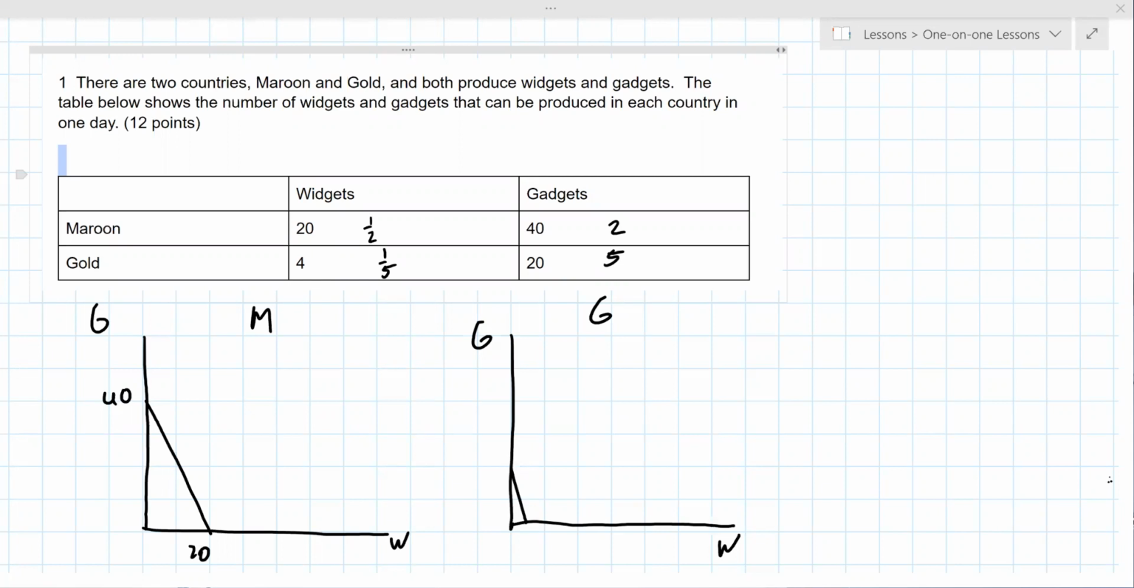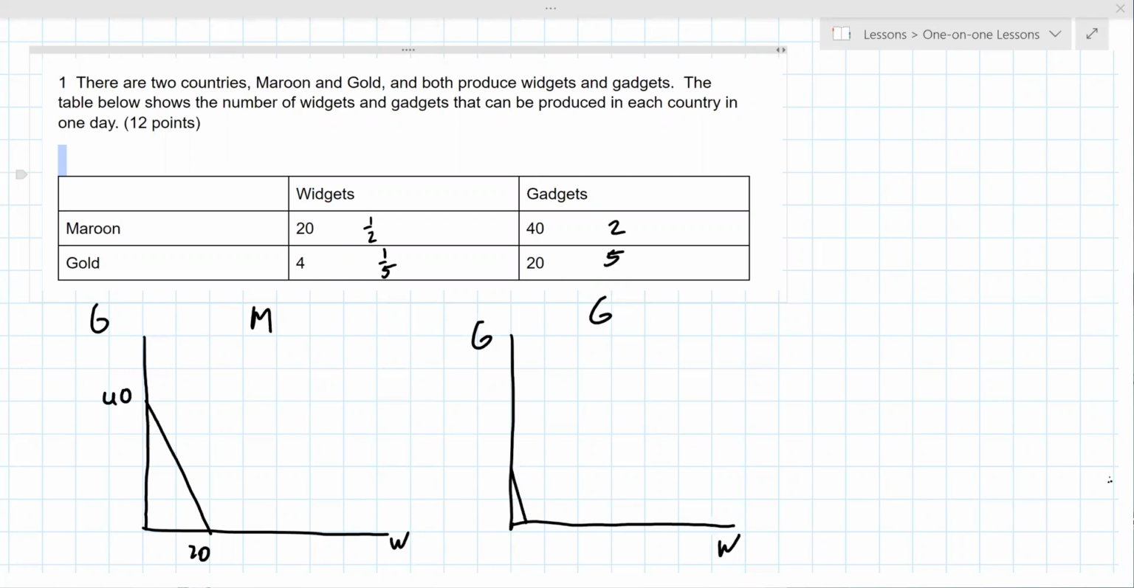Opportunity cost of producing gadgets in gold. Wait, so for opportunity cost for maroon, I got 2. Is that correct? Yeah. Okay, good. So one gadget is one fifth widget. So I'll put 1/5 for opportunity cost for D.